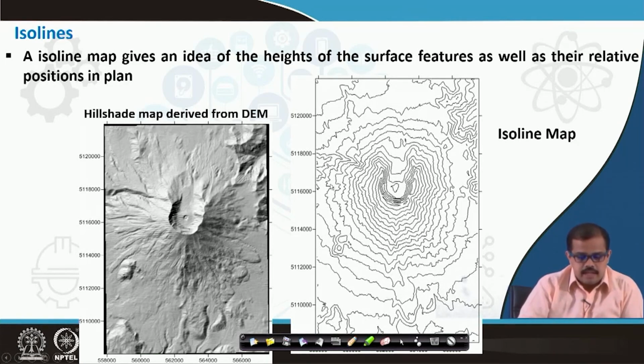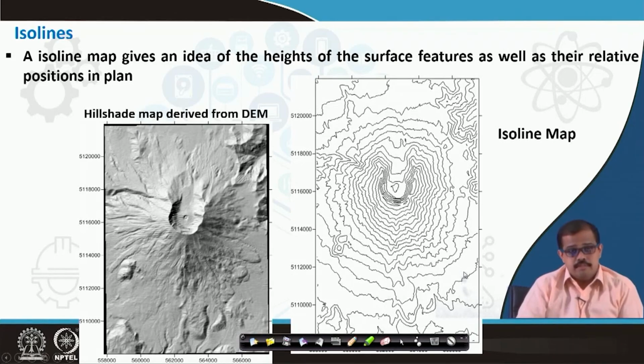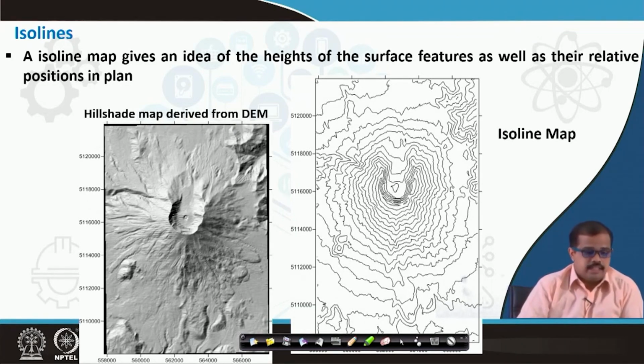And please mind that no contour crisscrosses each other, no isoline crisscrosses each other. Okay. So, that is a very important point where students make a mistake, that they draw contours and sometimes they crisscross each other. Please see that it does not; that is a wrong way of representation.